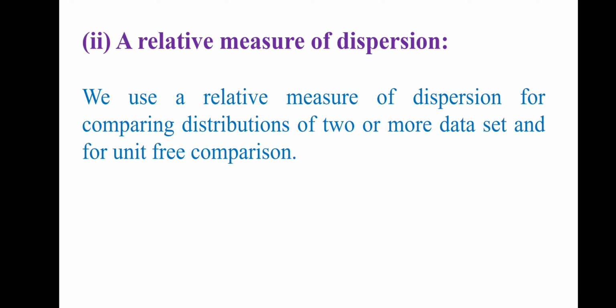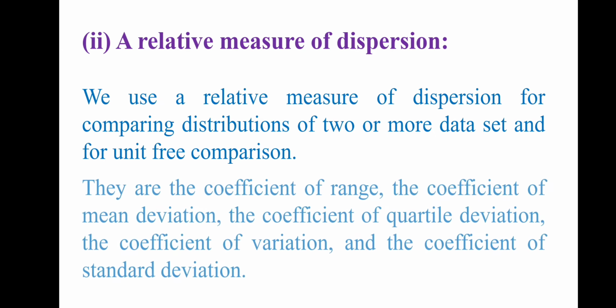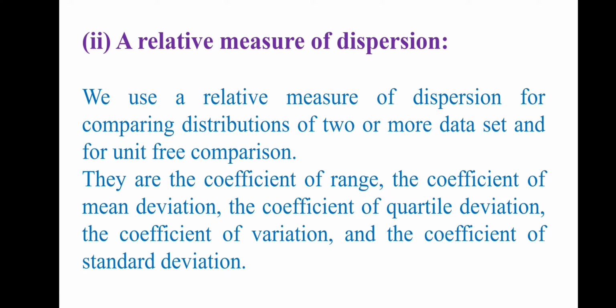Relative measures of dispersion. We use the relative measures of dispersion for comparing distributions of two or more sets of data and for unit-free comparison. There are the coefficient of range, coefficient of mean deviation, coefficient of quartile deviation, coefficient of variation, coefficient of standard deviation. It is called the relative measure. It depends on the absolute value or absolute measures of dispersion.